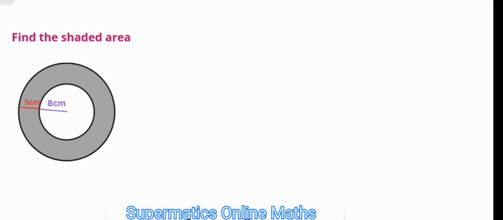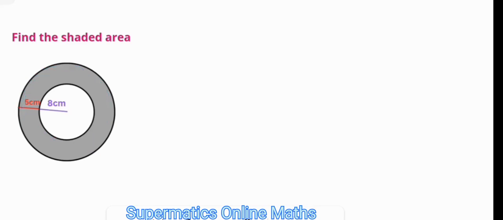In this video, we want to find the shaded area. Now we have a smaller circle, the inner circle, and there is the bigger circle, the outer circle. The shaded area is in between the two circles.